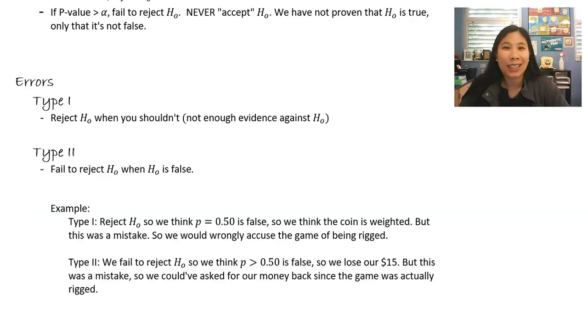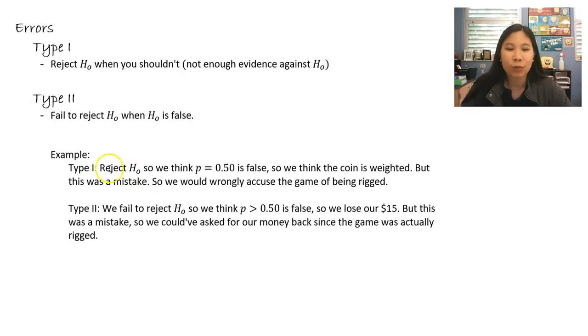So using the context of the example that we were using at the beginning of this section, this is what type 1 and type 2 error would look like based on the hypotheses we made back at the beginning. We said our null hypothesis was that p equals 0.5, meaning the coin was not weighted, that it's fair. So type 1 error would sound like this. We would reject our null hypothesis, so we think p equals 0.5 is false, and so we think the coin is weighted because it's not fair. But this was a mistake because it was a type 1 error. So we would end up wrongly accusing the game of being rigged.